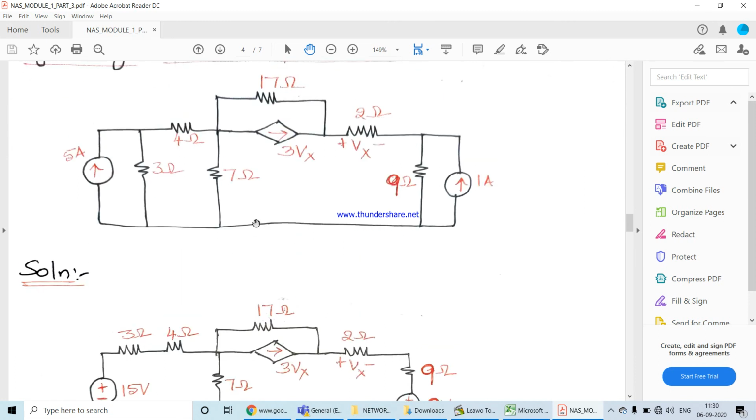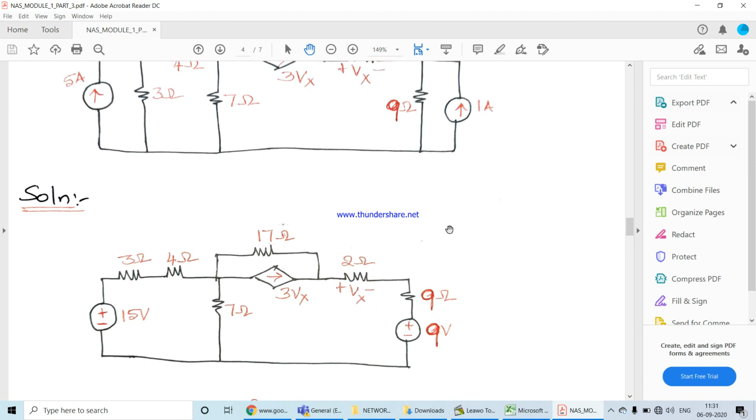Very soon let us do it, because we have already solved 2 problems earlier. So we have 5 amps in parallel with 3 ohms that we can convert into series. Similarly, we have 9 ohm in parallel with 1 amp. Can we convert that into a voltage source in series with resistance? Come on, let us do that.